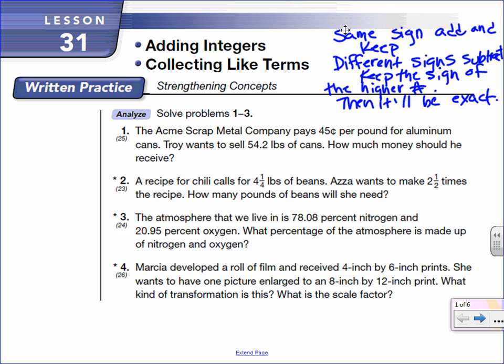So if they have two different signs, so if I have -4 plus 8, I subtract them. 8 minus 4 is 4, and then I keep the sign of the higher number, which is 8, and it was positive. So then I have positive 4. Versus if I had 4 plus -8, I'd still do 8 minus 4 is 4, but then the sign of the higher number is negative, so I get -4.